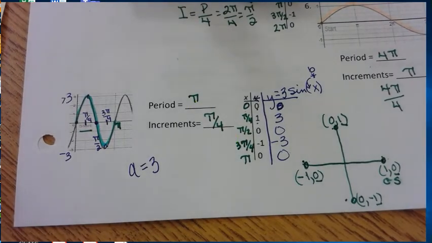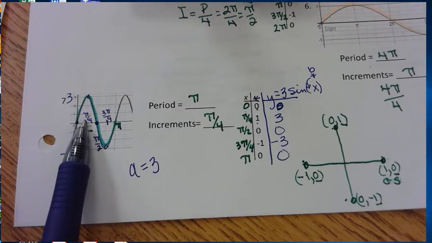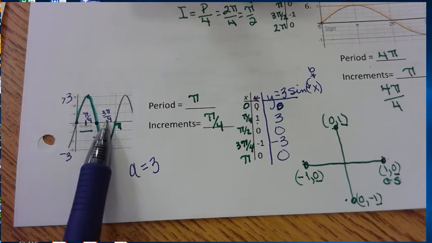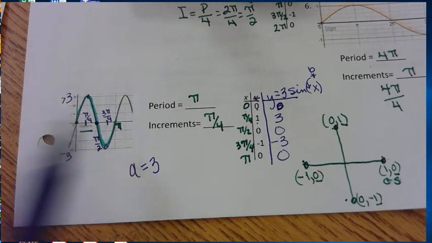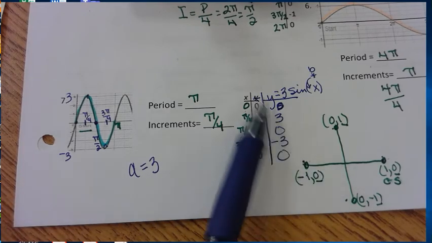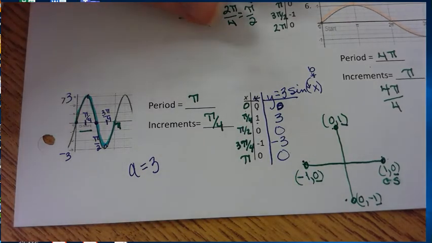There we go. Okay, so pi over 4, pi over 2, 3 pi over 4, 2 pi, right there. And these are the numbers that go with it. All right, let's do the next one.